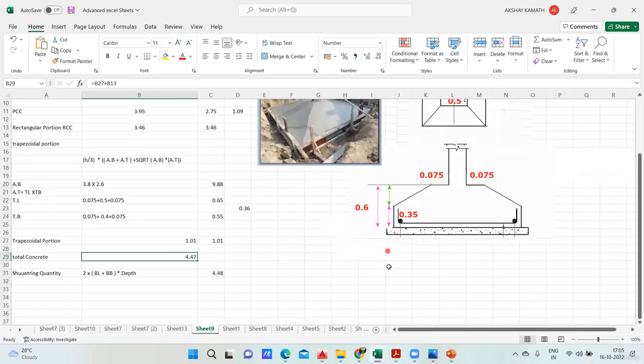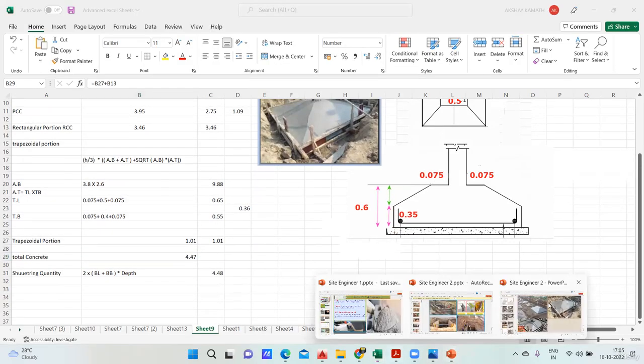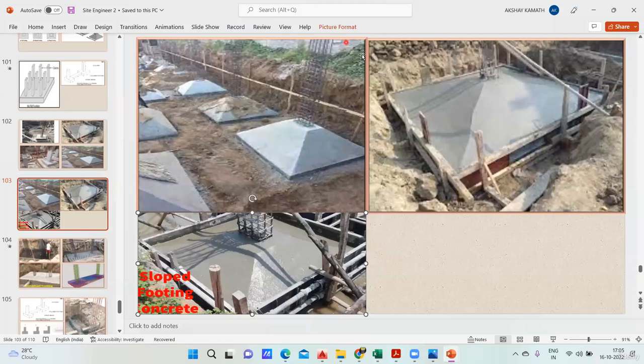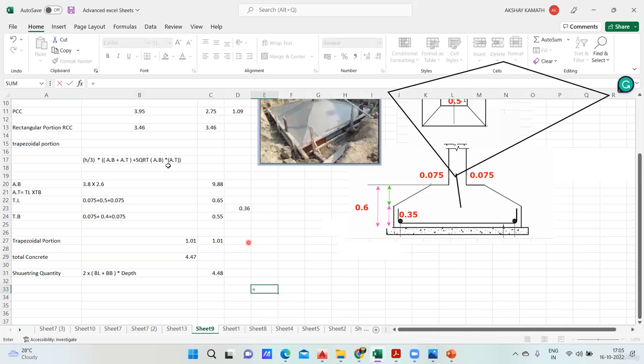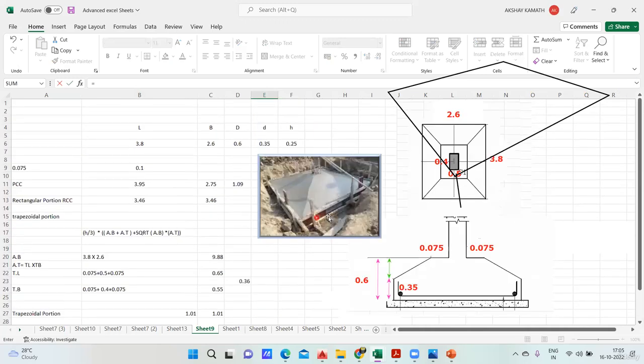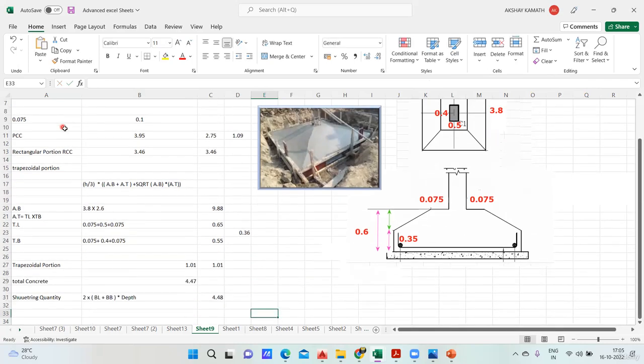Shuttering is very simple, because if I show you the image again, see, wherever you do shuttering, you don't do it on the top. You take the entire perimeter and multiply it by the depth of the shuttering, or the depth of the footing, and you'll get the shuttering quantity. That means you can directly take an equal to sign. I'll do it here only, it's easy for me. Shuttering, I'll do it here.